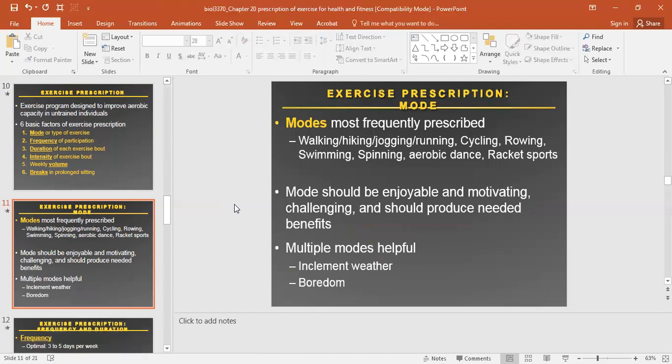And mode is an important factor. It's basically, what do you want to do? What is fun to you? Do you like to walk? Do you hike? Do you jog, run? Would you rather get on a bike? Would you rather get in a swimming pool? Would you rather dance? It does not matter what you do as long as you are enjoying it. So the mode isn't necessarily the most important factor in exercise prescription, but it can be the most variable.